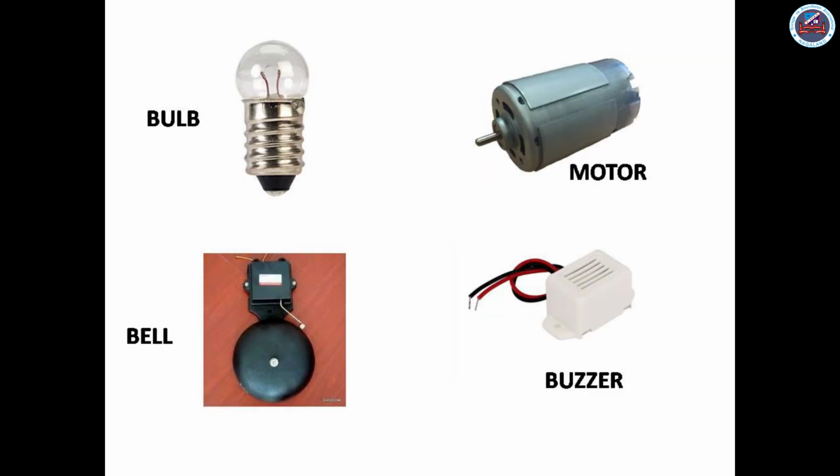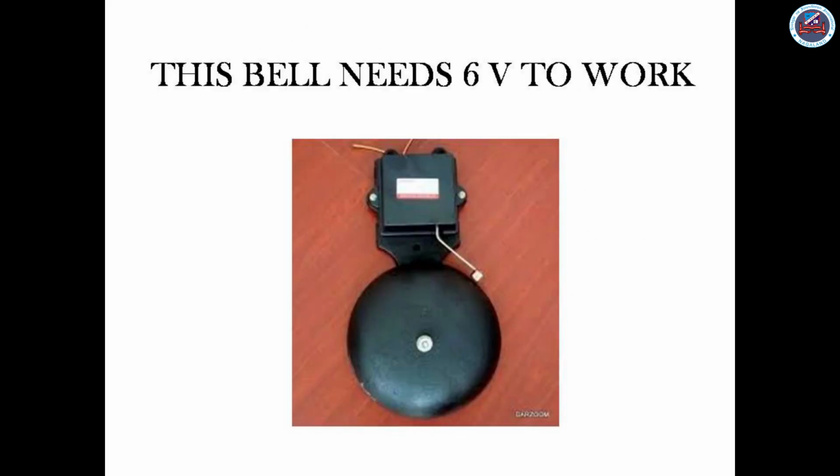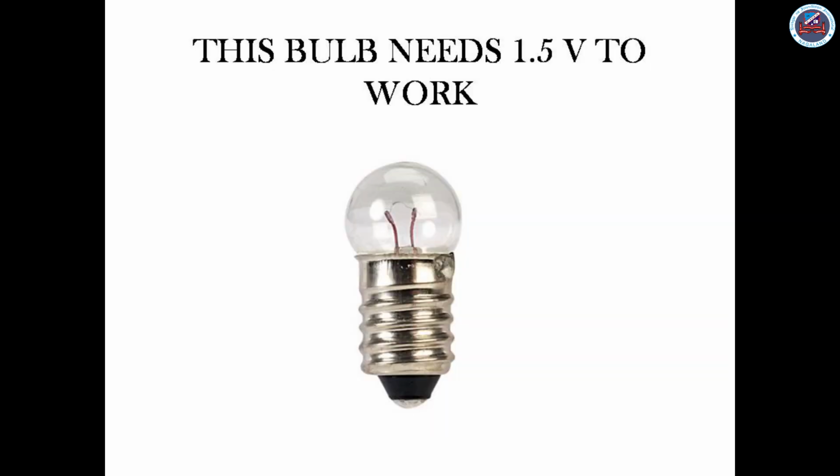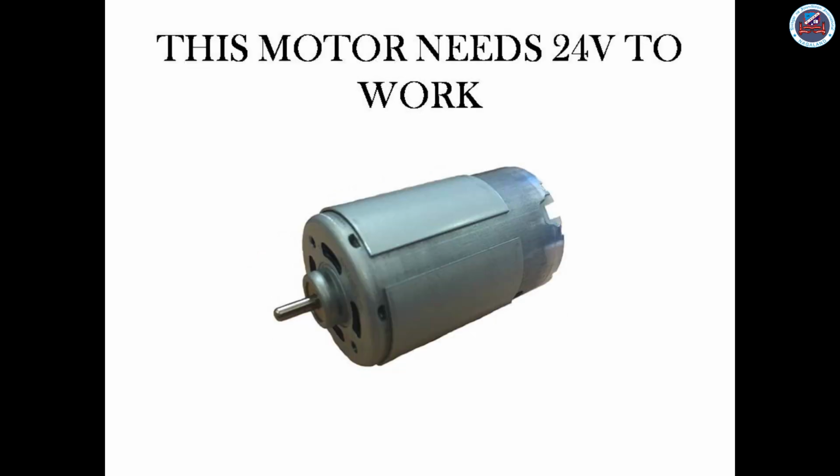Different components of a circuit need different strengths of electricity. The strength of electricity is measured in a unit called volt, that is V. This bell needs 6 volts to work. This bulb needs 1.5 volts to work. This buzzer needs 3 volts to work, while this motor needs 24 volts to work.